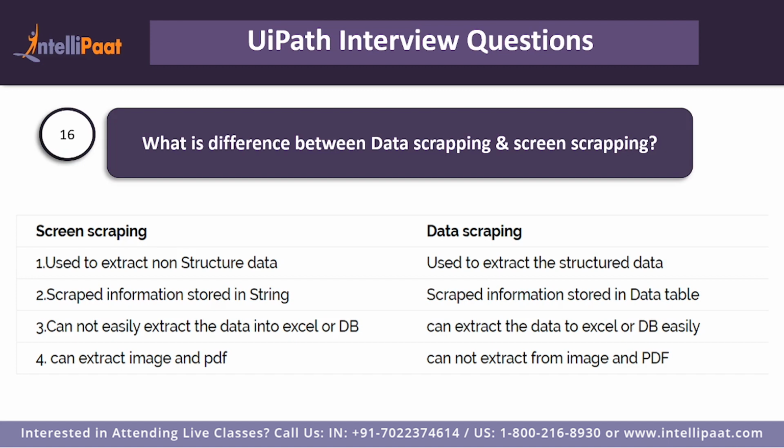Whereas the scraped information in screen scraping is stored in a string, the data scraping information is stored in a data table, right? So data table is another kind of variable format where you can store a lot of values like a table, and a string is basically your expressions mentioned in any way, right? And the third difference is that you cannot easily extract the data into Excel or DB when you are using screen scraping, whereas the data you are scraping with data scraping can be easily moved to your Excel or any DB for that matter, because it's already in the format of a data table.